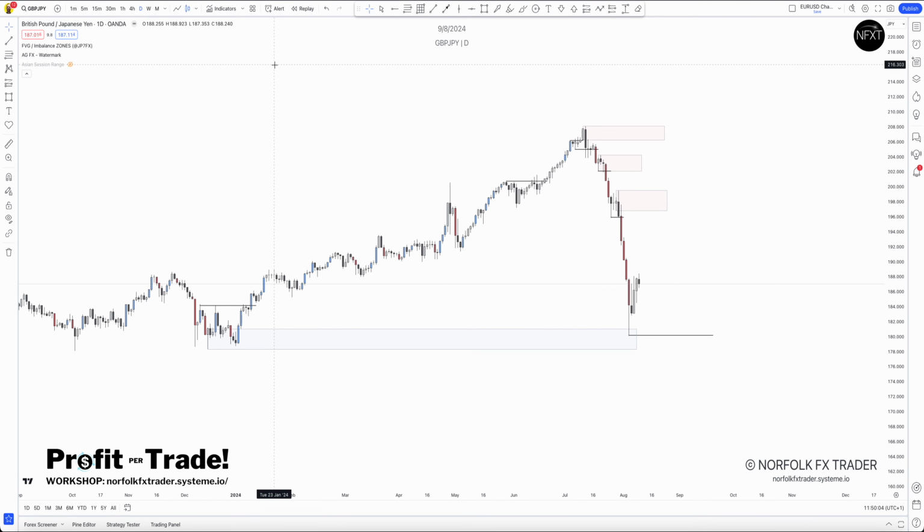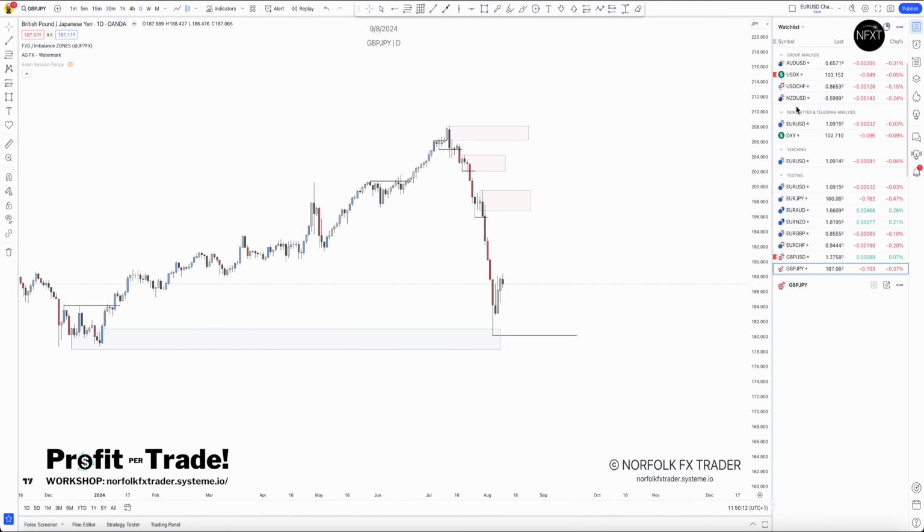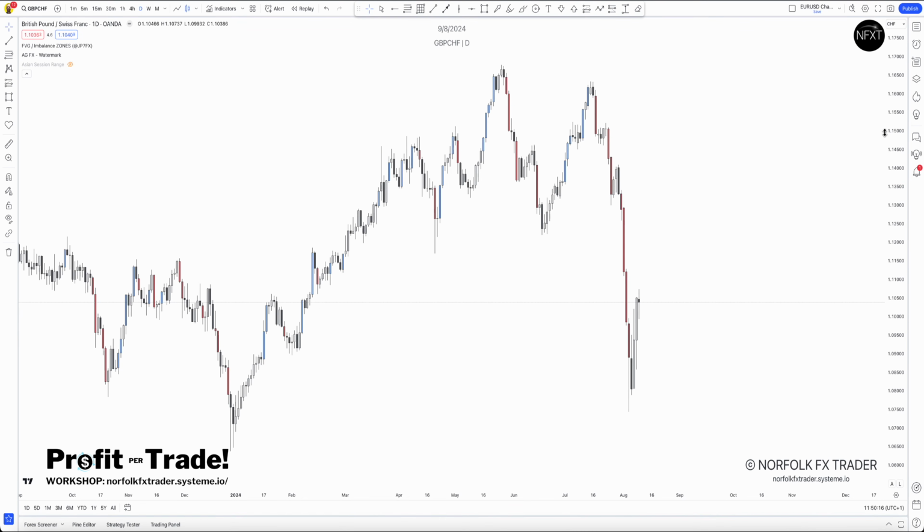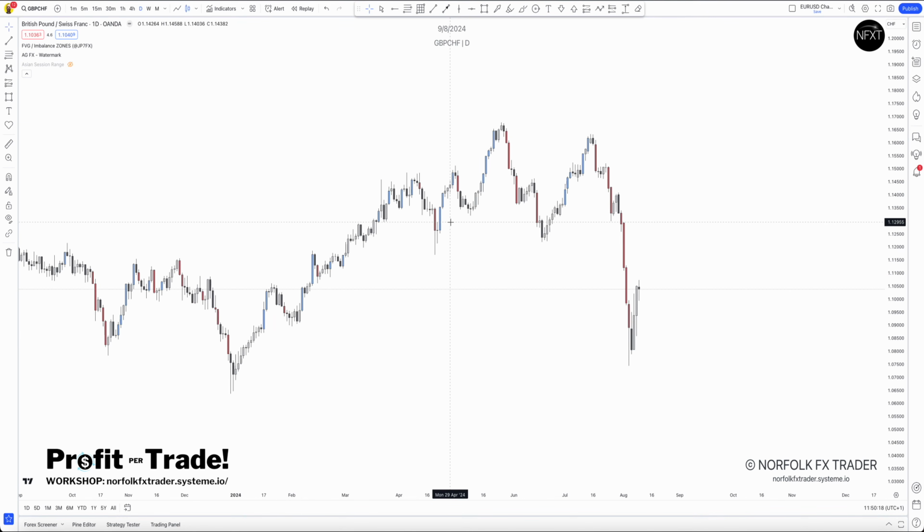So the pound Japanese yen is bouncing off demand, but in a bearish bias, looking for a pullback to imbalance or supply. Let's go to the next pair in this one. That's going to be the pound Swiss franc. The pound Swiss franc is normally the opposite to what we see when we're looking at the Euro Great British Pound, but that's not always been the case lately either.